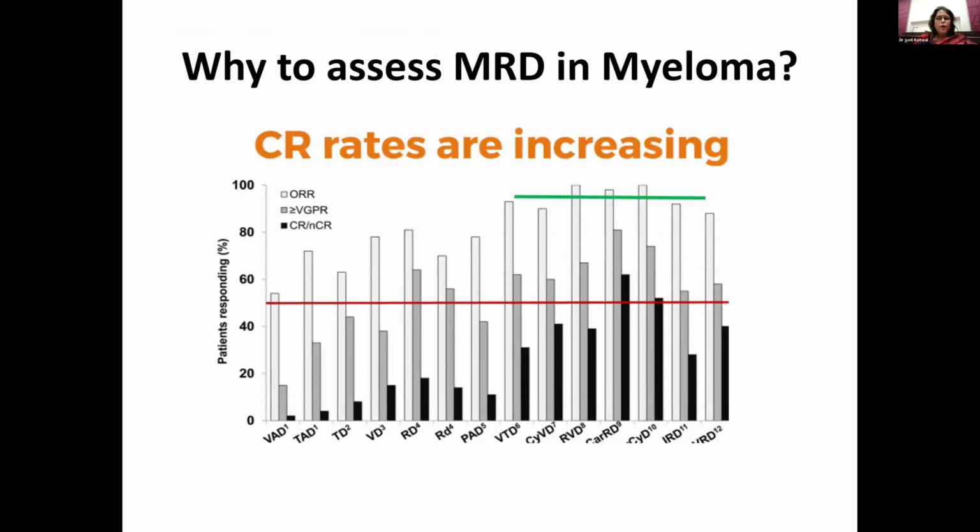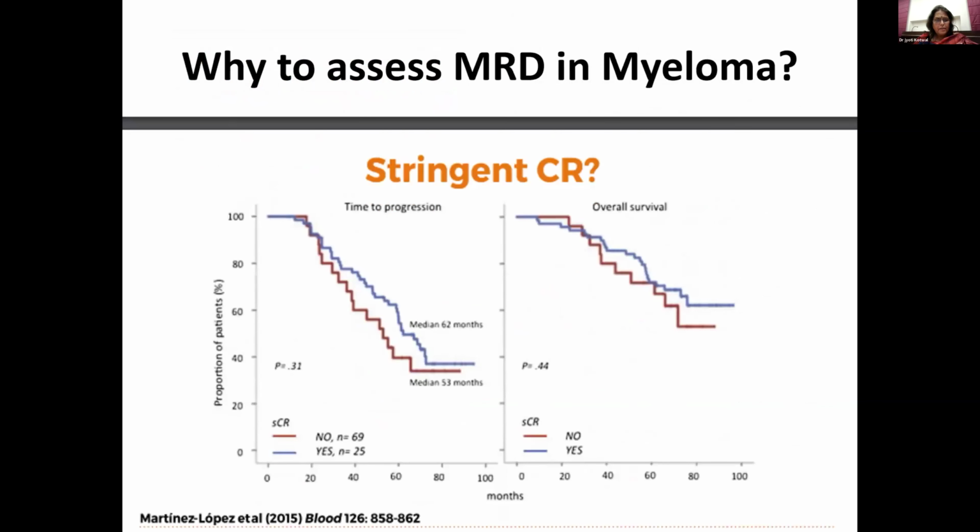So why did we come into MRD in myeloma? We were looking at the CR, and they found with the new drugs coming in, the CR rates were improving year by year, as you can see in this table. So what they came up with, next slide, is stringent CR. Now, when they looked at stringent CR versus CR, there was just a difference of few months in the survival. You can see a little difference. CR versus stringent CR, some difference. So they went in further. This was in 2015.